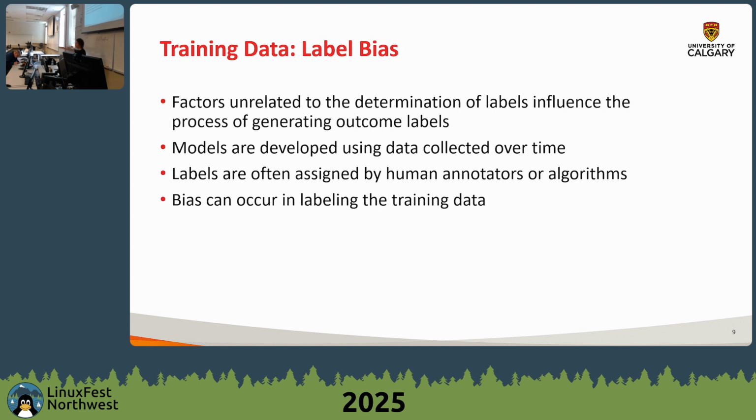Label bias occurs when factors that are unrelated to the determination of labels influence the process that generates the outcome labels. Machine learning models are created with data collected over an extended period, and during the data collection process, labels are typically assigned by either human annotation or by algorithms, thus introducing the potential for human and algorithmic biases to be encoded in the labels. So this is another form of bias that we can look for.